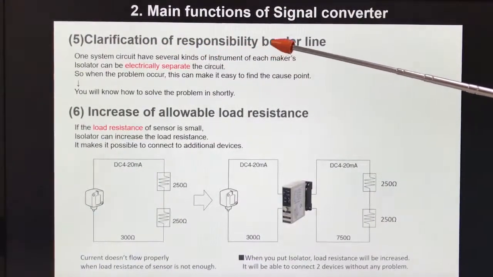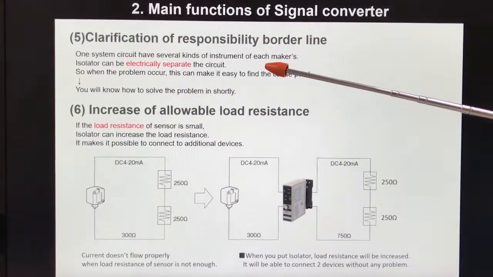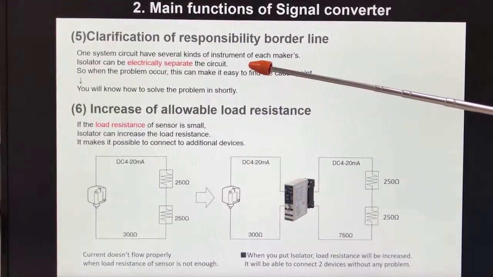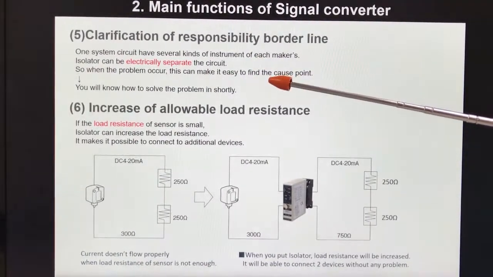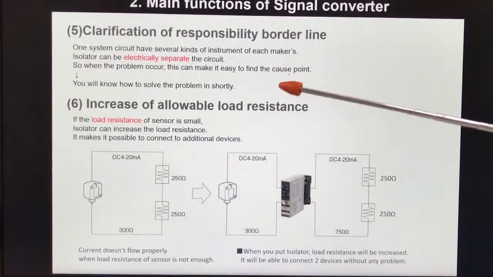Clarification of responsibility borderline. One system circuit has several kinds of instruments from each maker. An isolator can electrically separate the circuit, so when a problem occurs, this makes it easy to find the cause point. You will know how to solve the problem shortly.